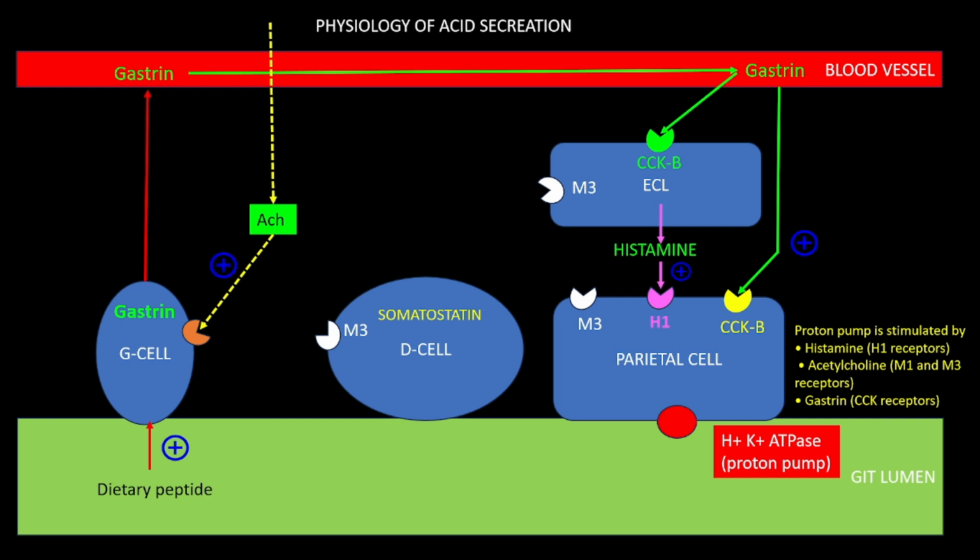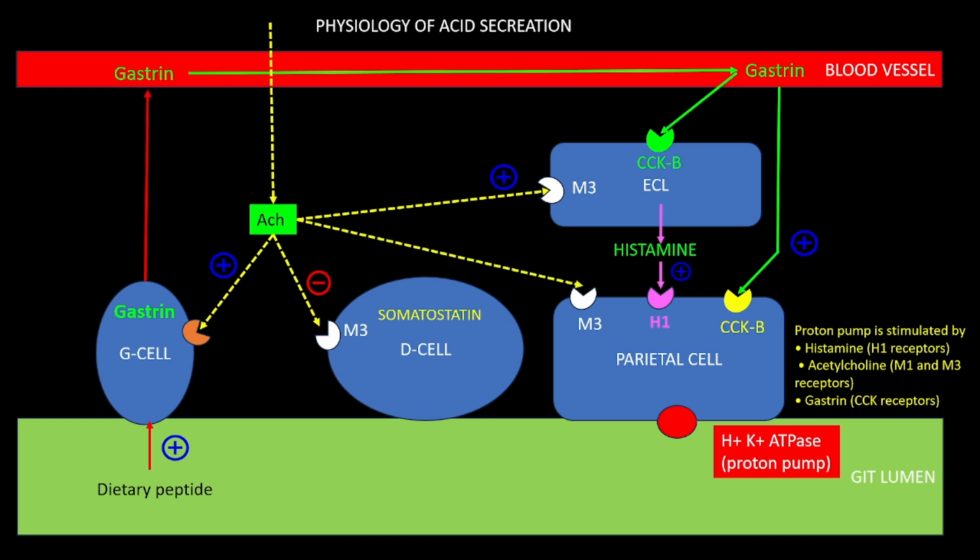Next, the acetylcholine will inhibit the D cell to release the somatostatin. Then the acetylcholine will bind to the M3 receptor located on the enterochromaffin cell. Same, what will happen? It releases histamine. It will go and bind to the H2 receptor located on parietal cells.